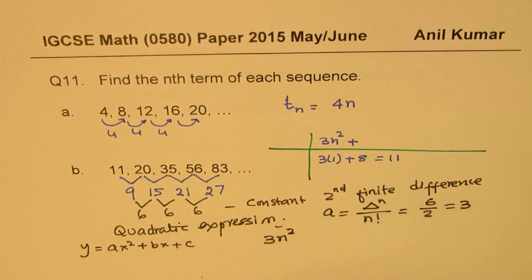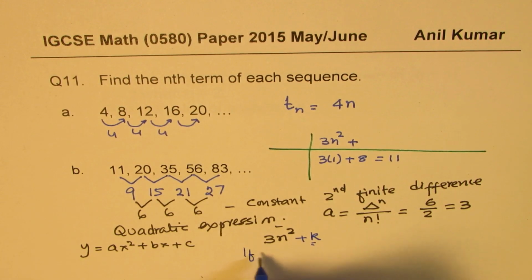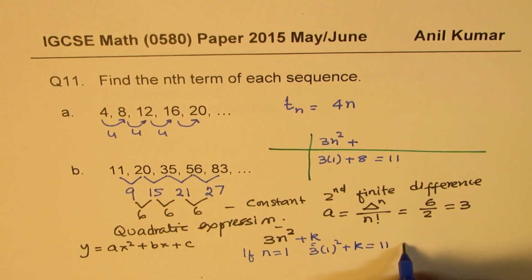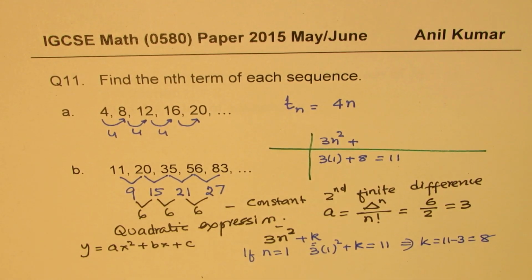So you could think like this. 3n squared plus k is our formula. You need to find k. So test it out. So if n equals to 1, then we get 3 times 1 squared plus k equals to 11. That implies that k should be equals to 11 minus 3, which is 8, right? So that is how you could get your formula.